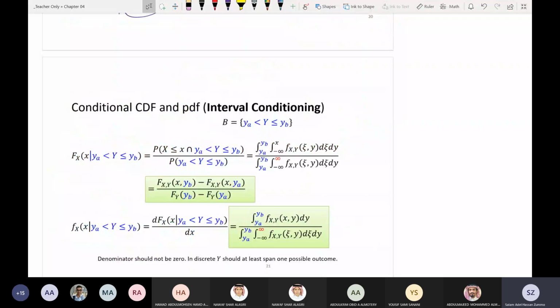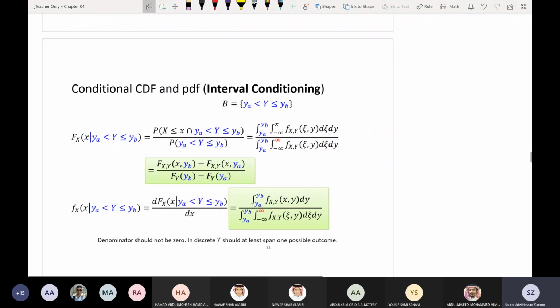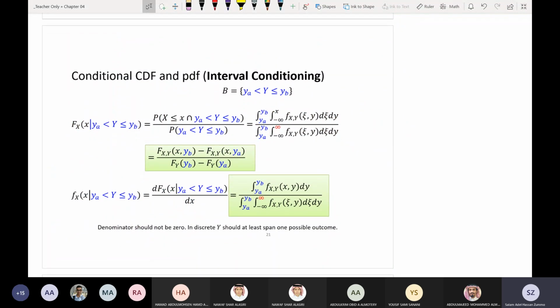Now, interval conditioning is conditioning on an event B such that B is the event that Y is between 2 values. Previously, in point conditioning, we said Y equals a specific value. Here it is not so; this is interval conditioning. We are conditioning that Y lies between ya and yb.